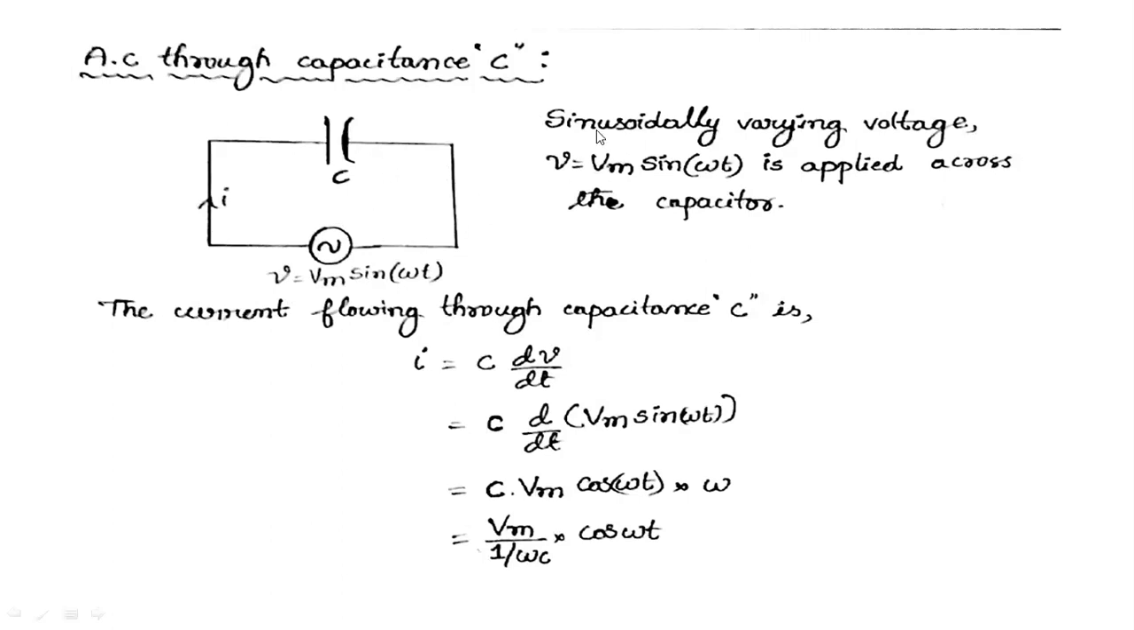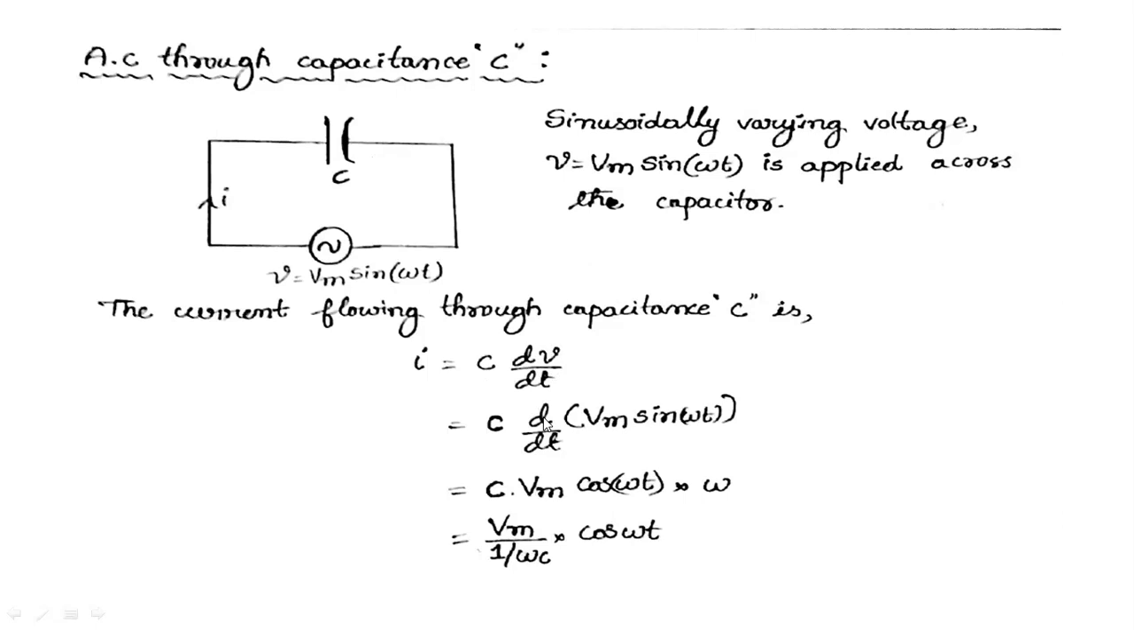A sinusoidally varying voltage V equals Vm sin omega t is applied across the capacitor. I need to find the current passing through the capacitor. The current through the capacitor C is given by I equals C dV by dt.